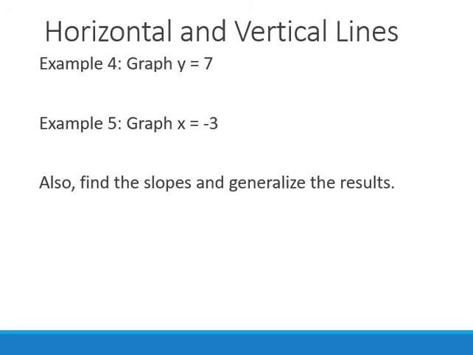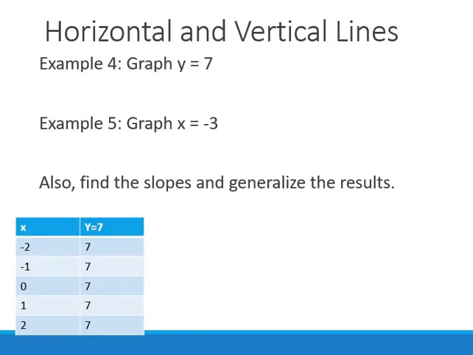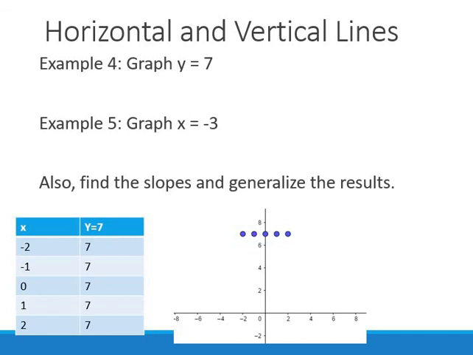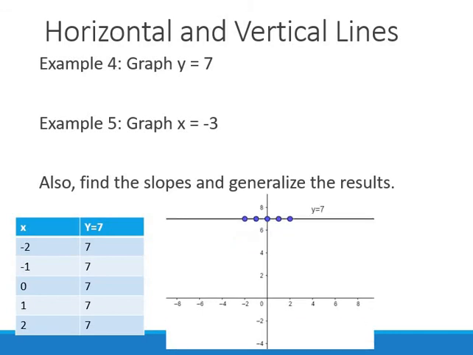So we could make tables to plot these. So if we want to graph y equals 7, I could make a table with as many points as I want, but for every single point, y equals 7. We could have different x values, and I've done -2 to 2 here, but the y value would always be 7. If you plot those, you're going to find all of your points have the same height. You get a horizontal line if you fill through. So y equals a constant is always going to be a horizontal line.